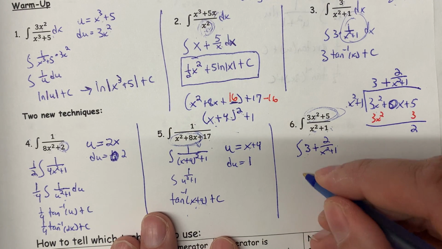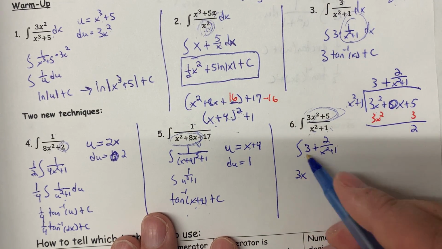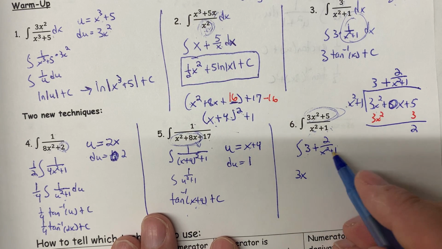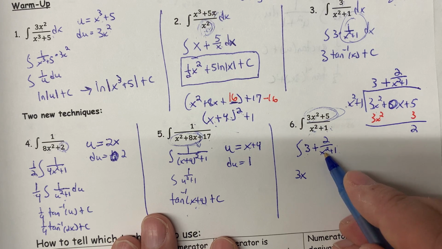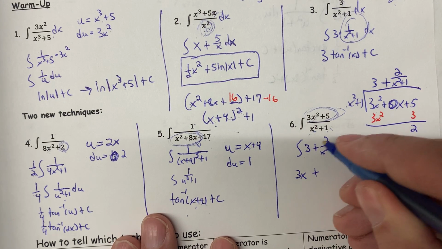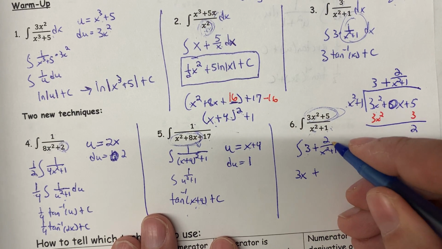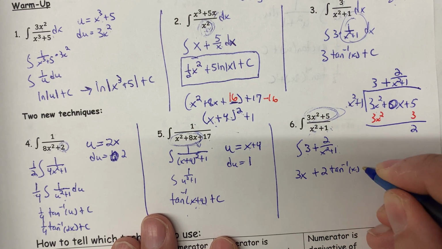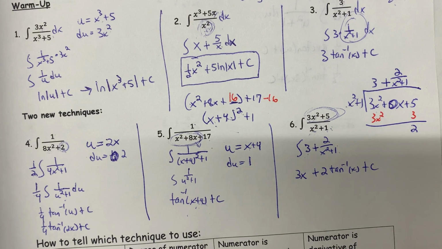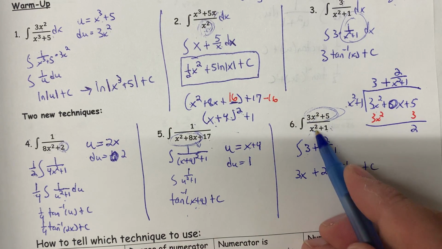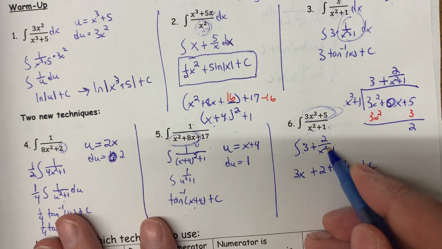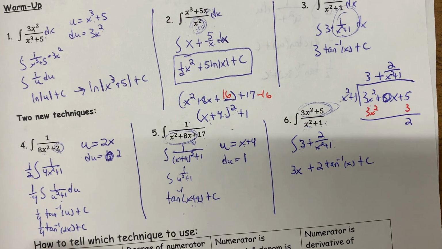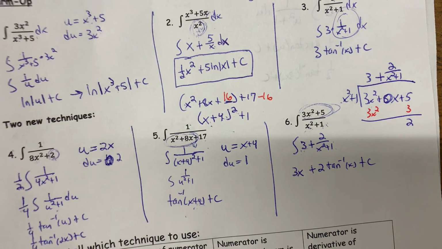Hopefully you notice that the integral of 3 is just 3x, and that this one, the derivative of 2x still isn't in the numerator, but it's a quadratic, and this is an arctangent. You can factor out the 2 to make it 2 times 1 over x squared plus 1. This is going to be 2 arctangent of x plus c. So we can use long division to rewrite it as multiple terms that we can do individually, and that makes it easy. So let's see.